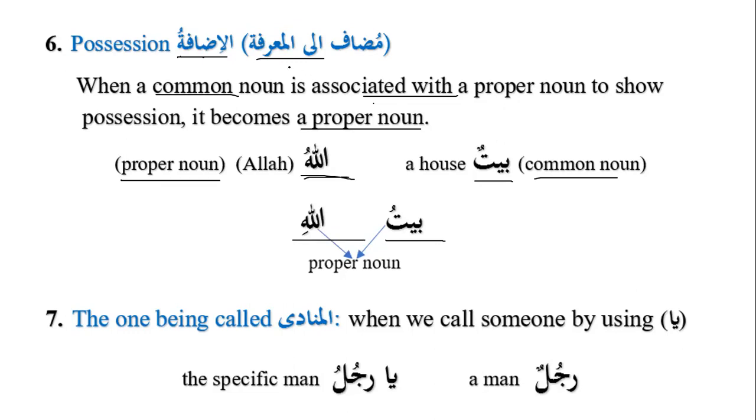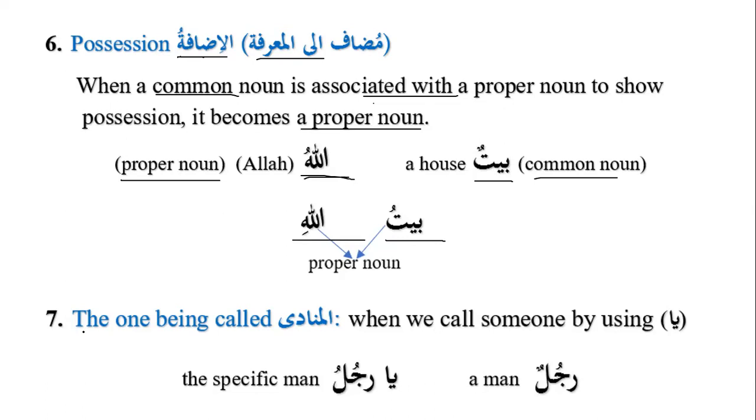You know that like mudaf ilayh, when two nouns are associated to talk about the possession of something, then what happens? Normally we have a proper noun and a common noun, or a common noun and a proper noun. But sometimes both of them could be common nouns as well. In that case, when both of them are common nouns, we will say that both of them are common. However, when we have a proper noun, as we can see here, and a common noun, and we put them together to show the association or the possession, then the common noun becomes a proper noun.